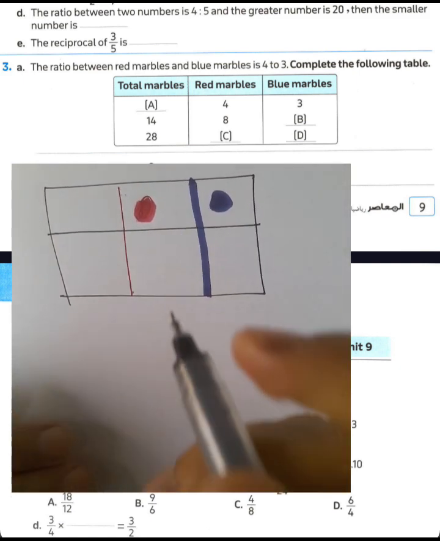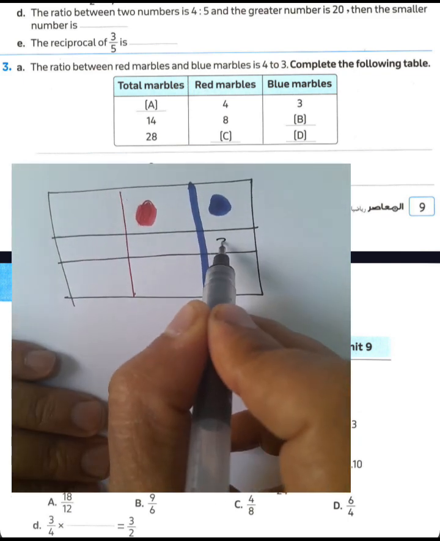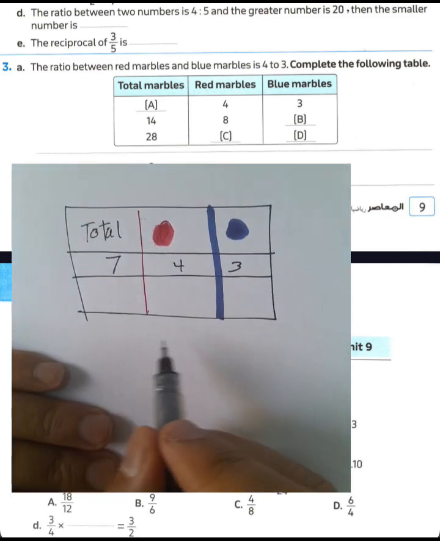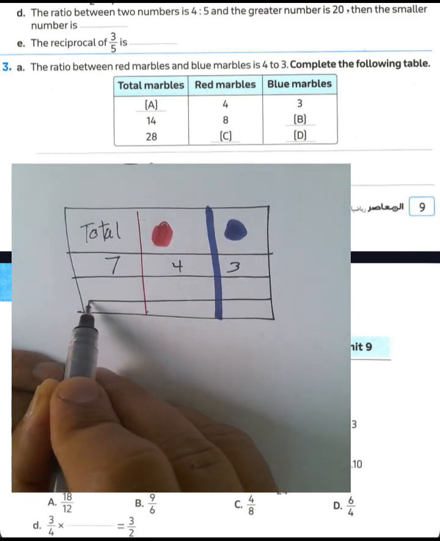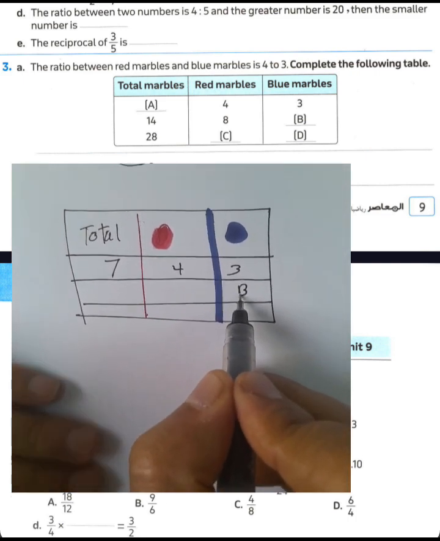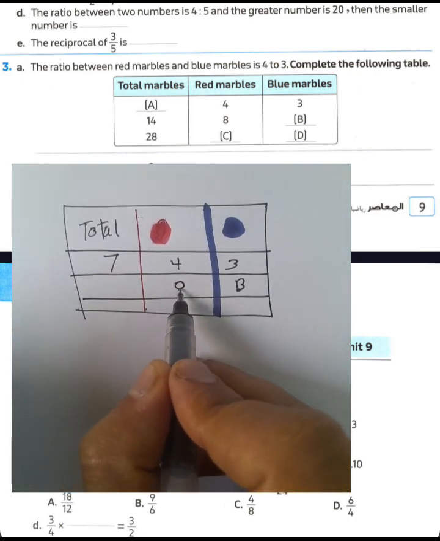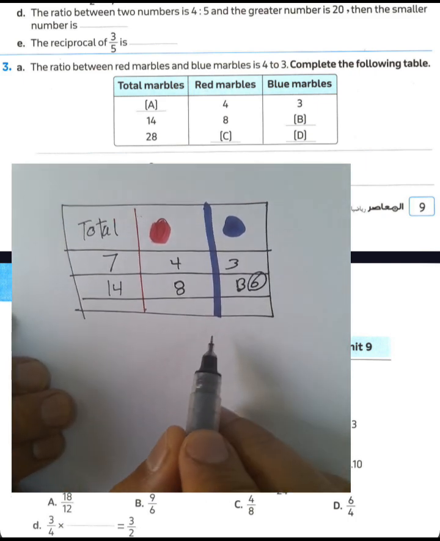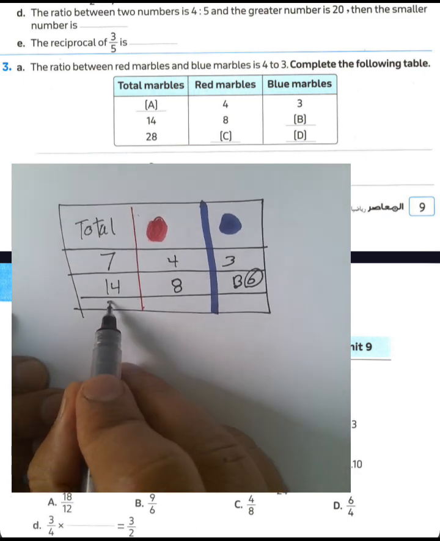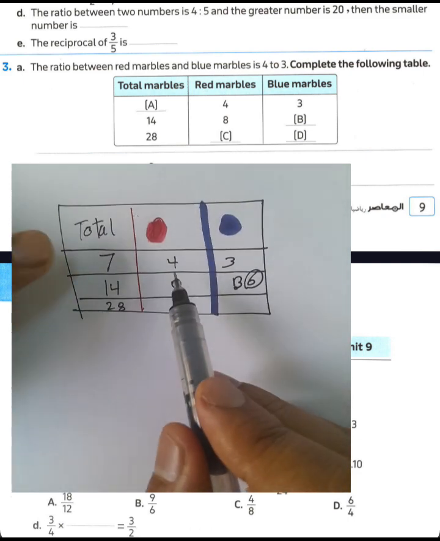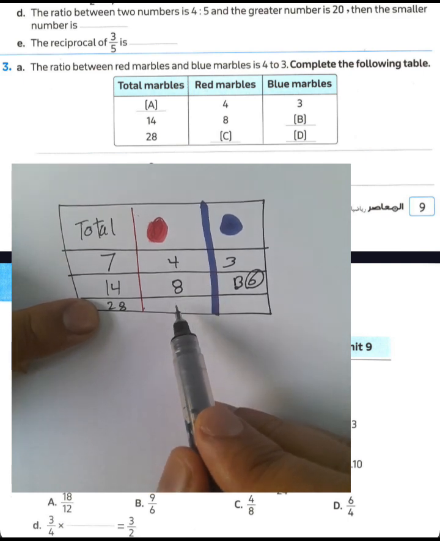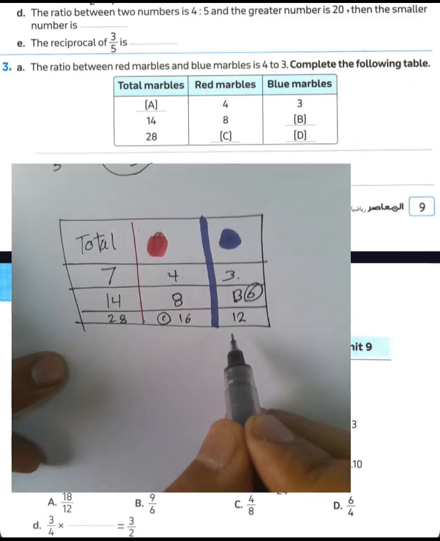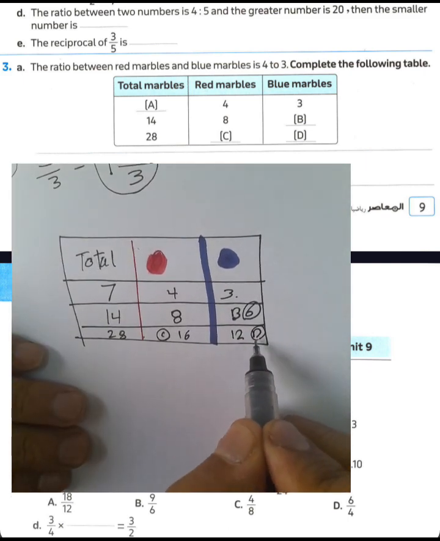He gives us 3 and 4, and the total: 3 plus 4 equals 7. Write here P, and here 8 and 14. 14 minus 8 equals 6, then B will be 6. Okay, and we have 28. 4 times 7 equals 28, and 4 times 4 equals 16. Then write here C, 16. And 4 times 3 equals 12, then the value of D equals 12.